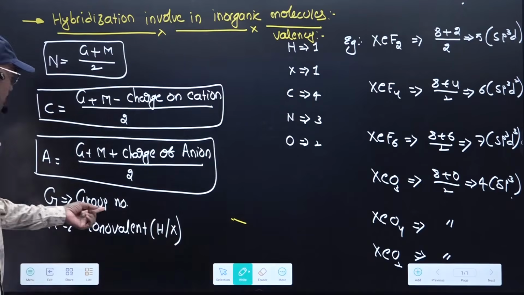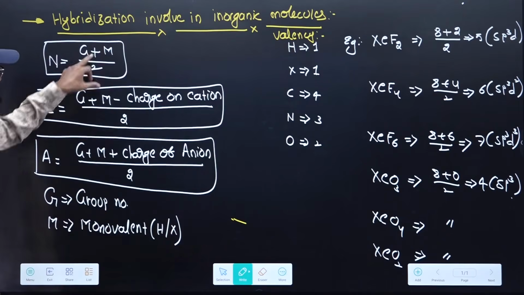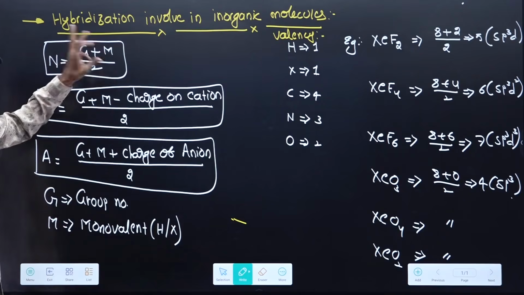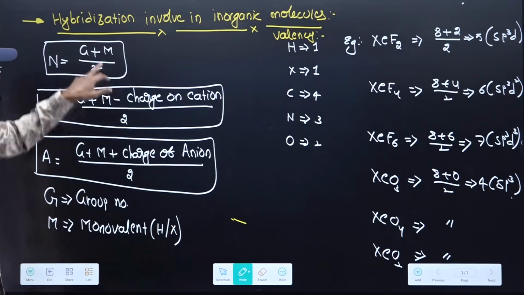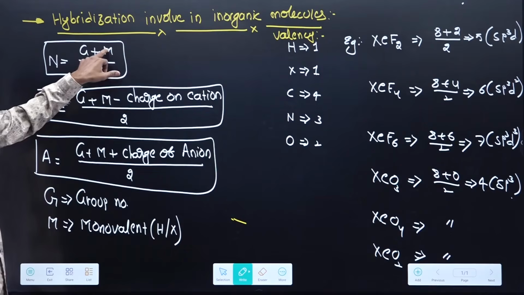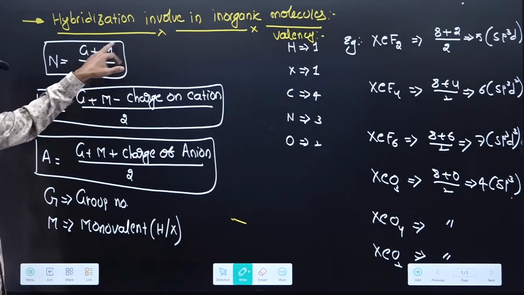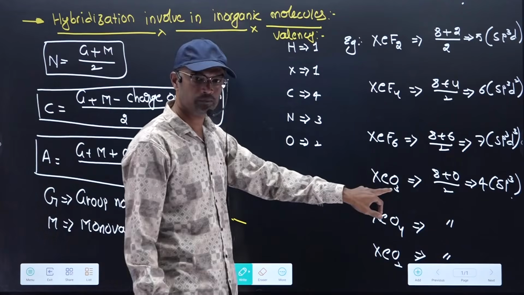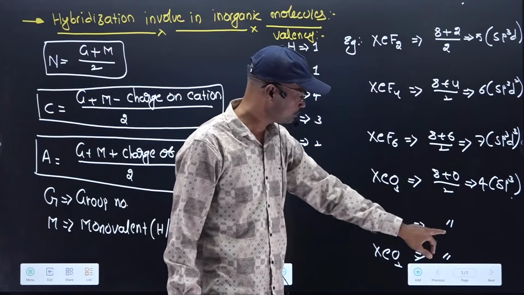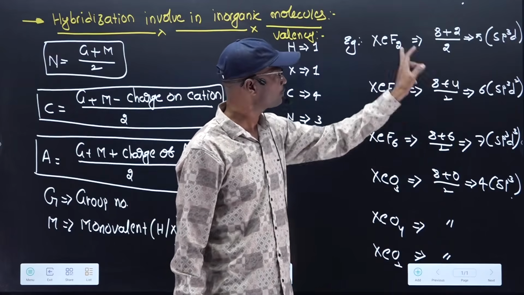G is nothing but group number. Which group element: first, second, third, fourth, like that. You just remember the group number. M is nothing but monovalent, meaning valency will be 1. So M is either hydrogen or halogens. If hydrogen or halogen is not there, M should be taken as 0. See this one, is any hydrogen or halogen there? No, that's why it is taken as 0. Here how many monovalent? 6. Here 4. Here 2.